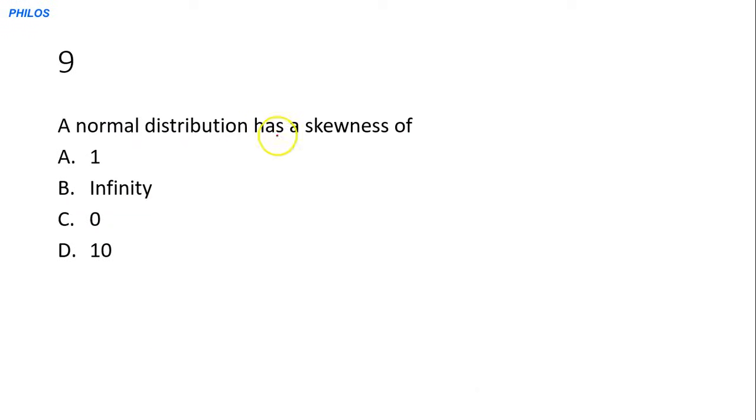Question 9. A normal distribution has a skewness of. The answer is C. It has a skewness of 0. The reason is it's neither skewed to the right nor skewed to the left. Another reason also is, coefficient of skewness is equal to 3 into bracket mean minus median divided by standard deviation. Now, in a normal distribution, the mean is equal to the median is equal to the mode.